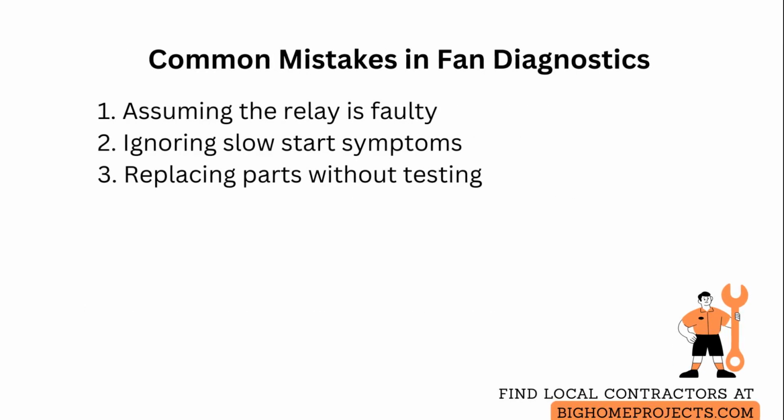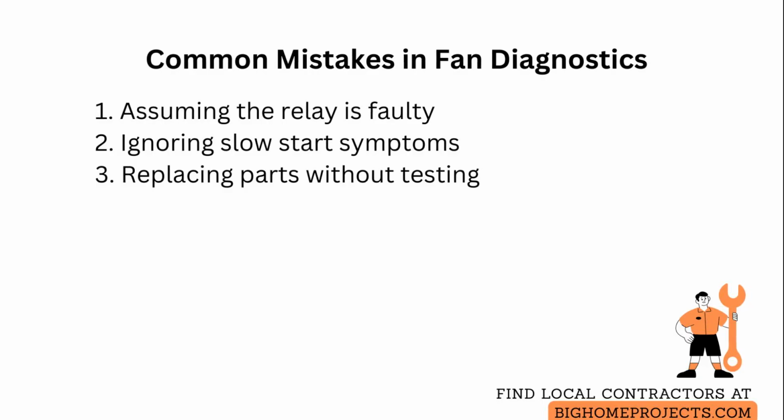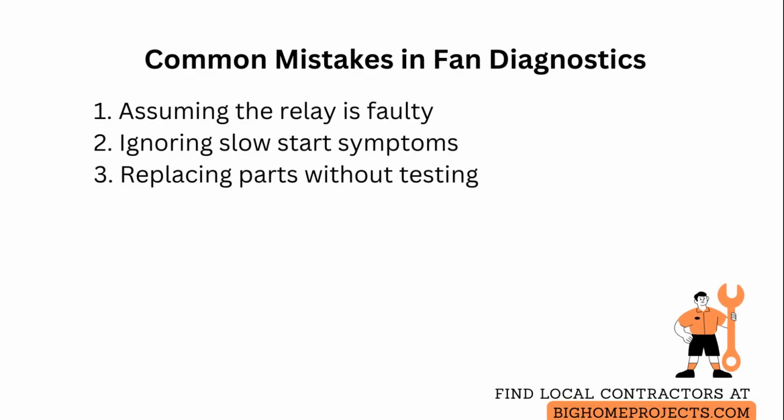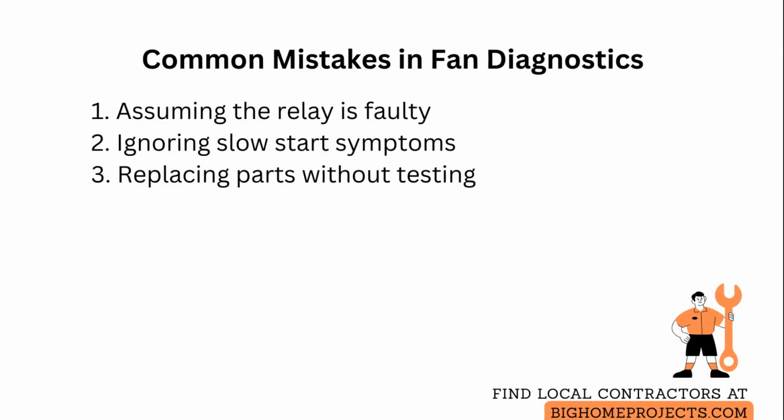3 common mistakes are assuming the relay is at fault because it is the last component visible, ignoring slow start behavior as a symptom of a weak capacitor, and replacing parts without testing current draw and winding resistance first. Relays can weld or fail, but a visual or continuity check alone will not reveal an intermittent motor fault, so always measure operating current and run tests under load.